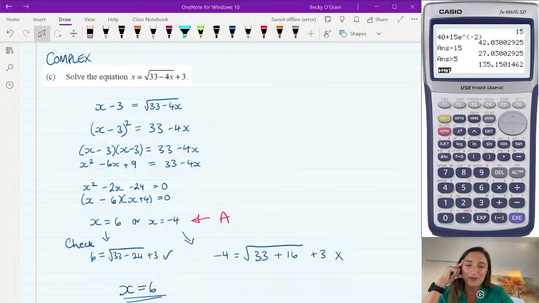So here we go. This was what I was talking about for the achieved question on that first complex numbers one was back here at doing the 6 or the -4. And then deciding that 6 was the answer and -4 wasn't was your merit.